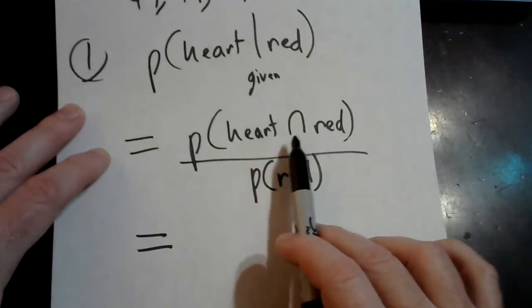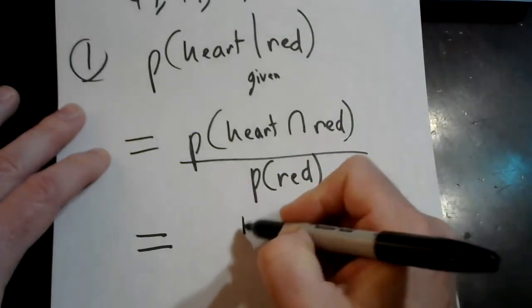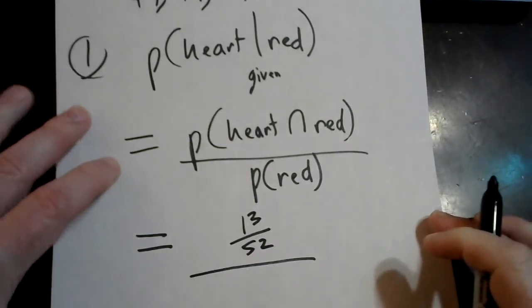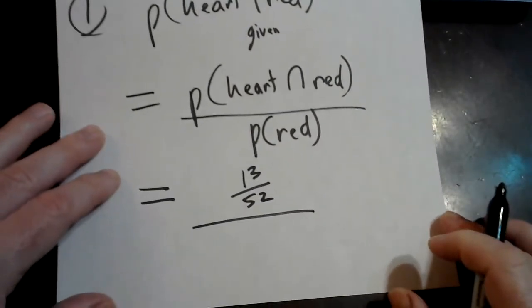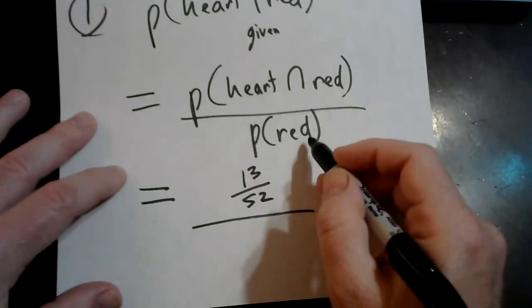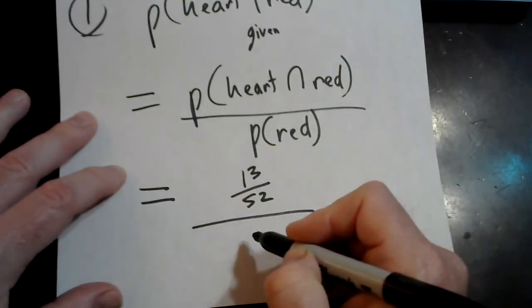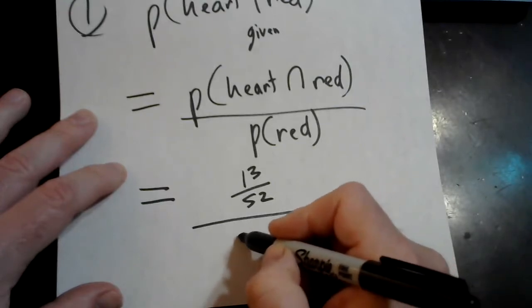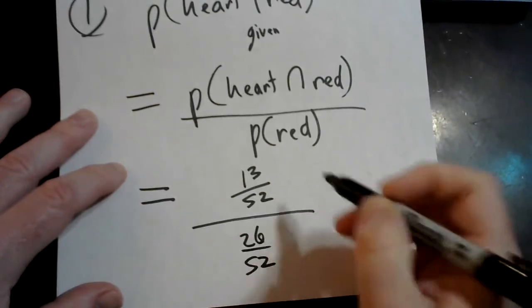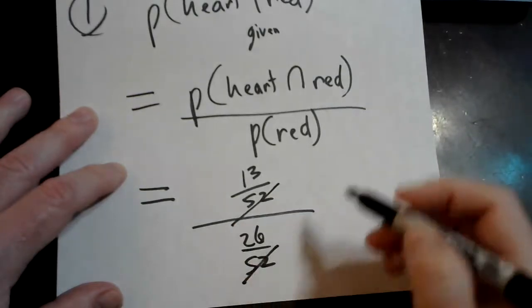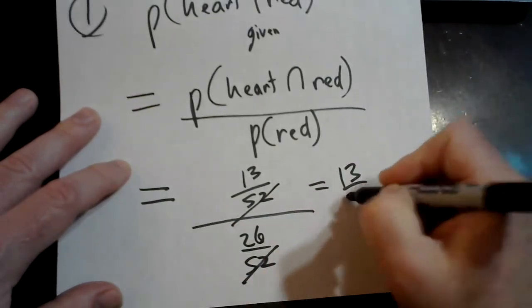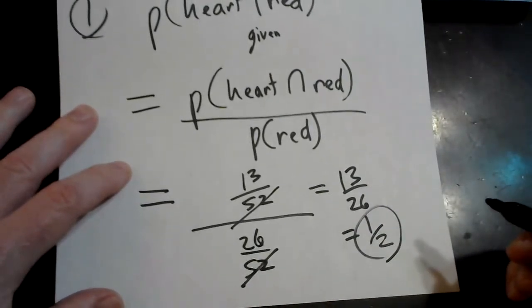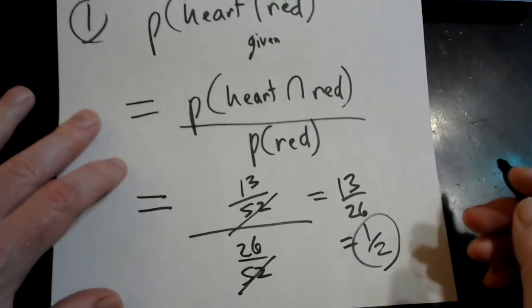Well, notice that a heart is already red, and I know that there are 13 hearts in the deck out of 52. So the probability of the numerator is 13 out of 52. And notice that half the deck is red, because the diamonds and the hearts are red, 2 out of the 4 suits. So 26 out of 52 cards are red cards. And you can cancel out those 52s on the bottom. You end up with 13 out of 26, which is 1 over 2. So the answer is 1/2. That is the way you do it if you want to use the formula.